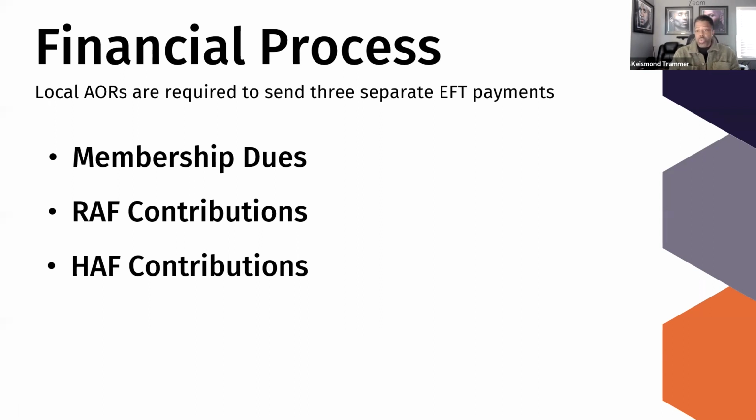There are times where we've seen associations submit dues and RAF contributions together. When that happens, our finance team will just reach out to the local association to resolve those issues. But you just want to make sure that when you're submitting dues payments and RAF and HAF payments, that you are sending 3 separate EFT payments through NAR's e-commerce system.